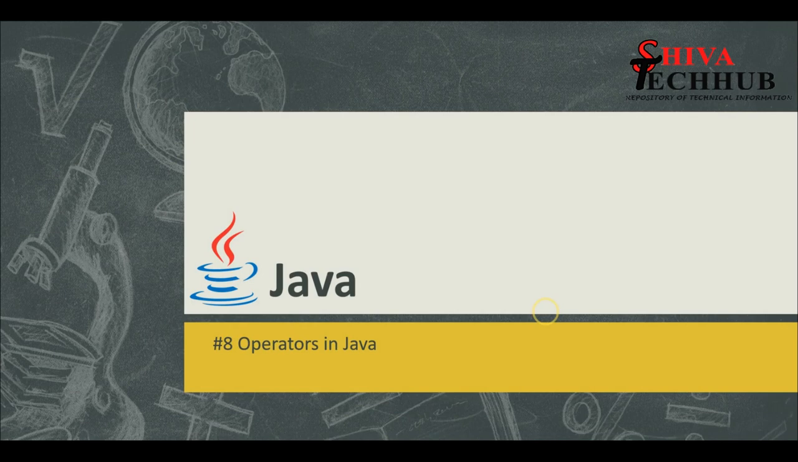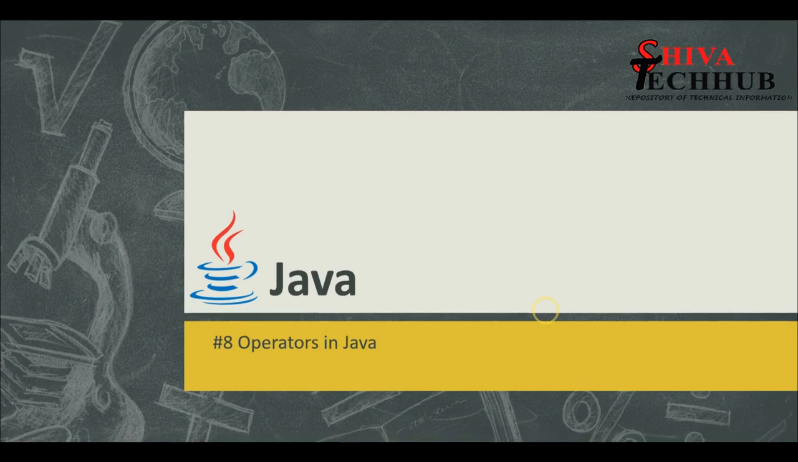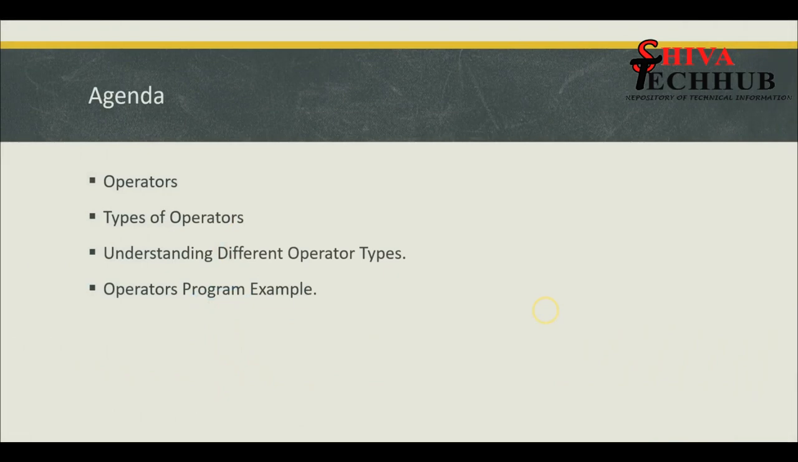In this series of Java tutorials, today we will be looking at operators in Java. Okay, so this is the agenda for this particular session. First we will be looking at what actually is an operator. Then we will try to understand what are the different types of operators. Under the different groups of operators, we do have multiple operator types. We will also be understanding each and every one of those operator types. Then finally, at the end of this video, we will also be looking into different operators with an example program.